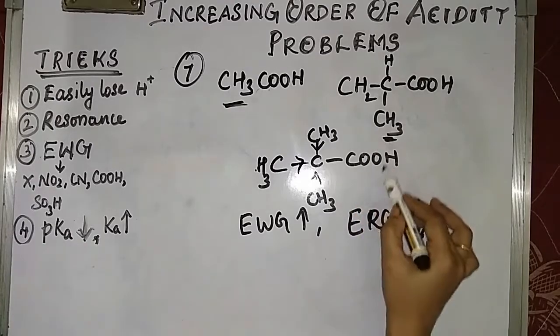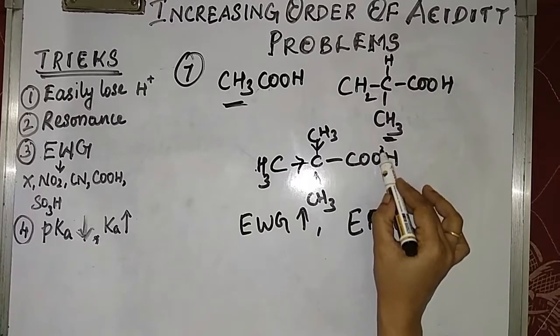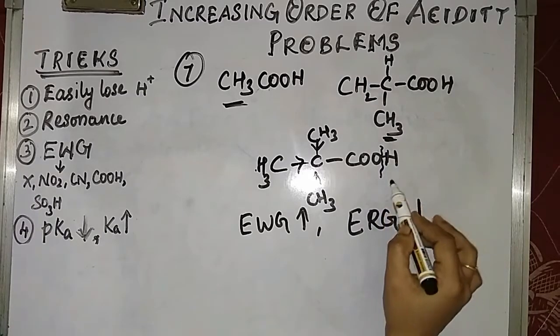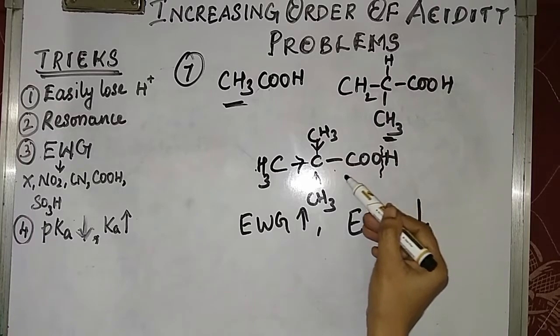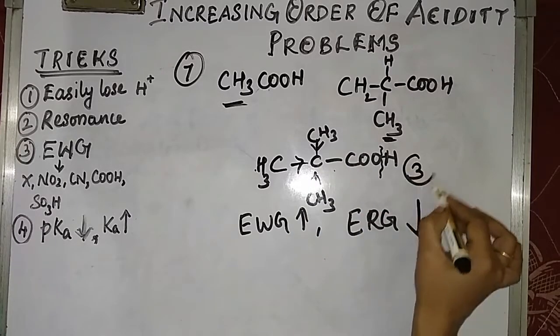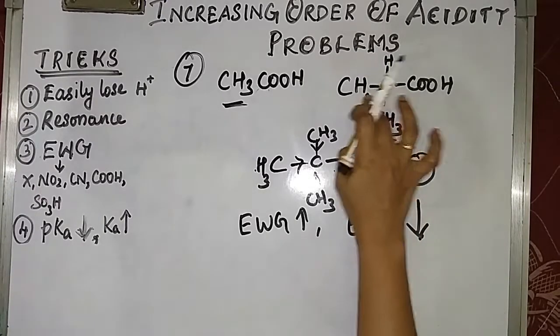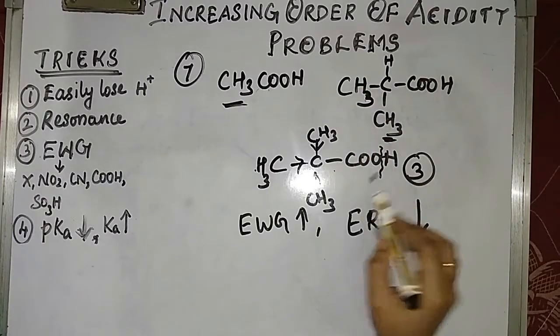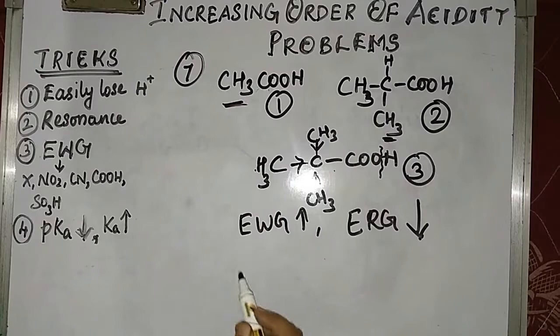What will happen here? It is not decreasing the negative character of the oxygen, so it does not easily leave this hydrogen. So this is more basic character, it's not an acidic character. It is not leaving. So this comes to the third. And next to that, this is having 2 methyl groups compared to that. So this comes to second and this comes to first place.